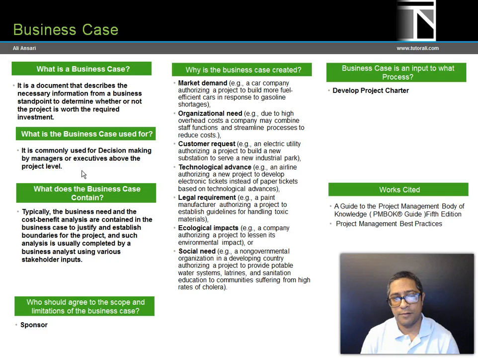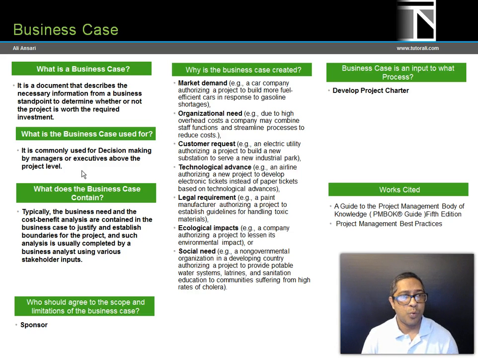Now, what does this business case contain? Typically, the business need and the cost benefit analysis are contained in the business case. Now, this is to justify and establish the boundaries of the project, and such analysis is usually completed by who? By a business analyst using various stakeholder inputs.